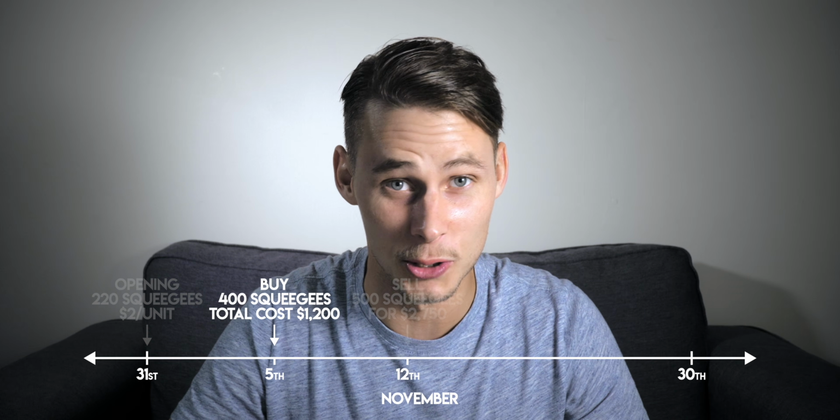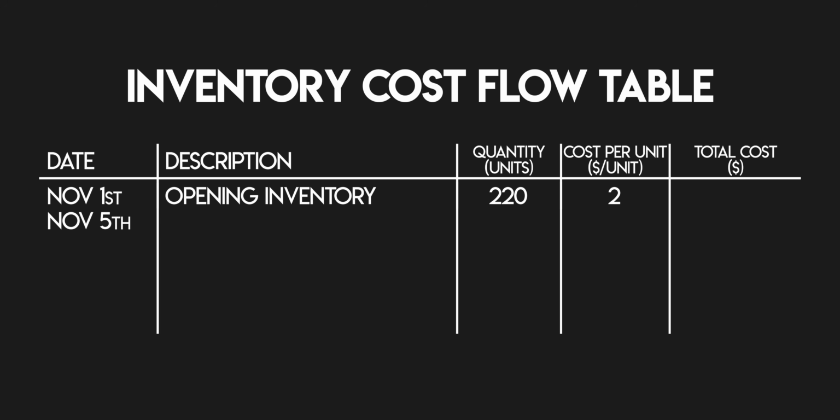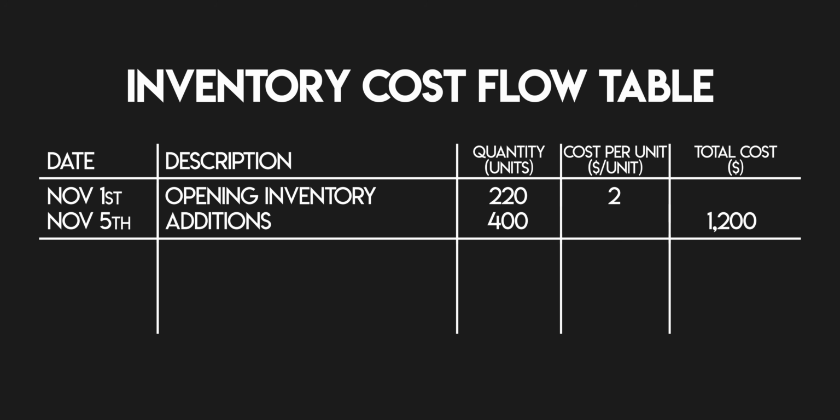We'll add that to the table as well. On November 5th, you made additions of 400 units, which cost you $1,200 in total. In an inventory cost flow table, you want to leave an empty row beneath every addition or sale. This is where your subtotals are going to go: your goods available for sale or your closing inventory after the final transaction. It will become clear why in a moment.